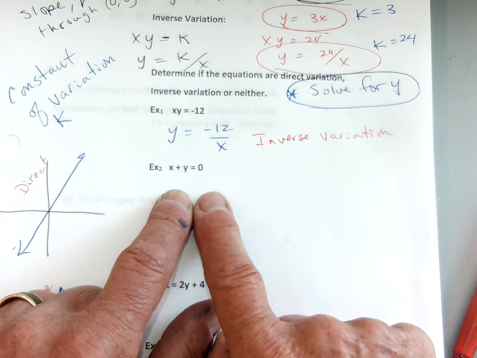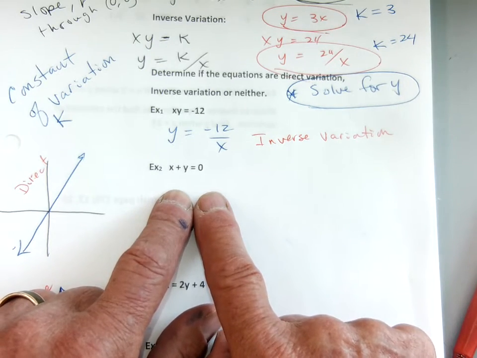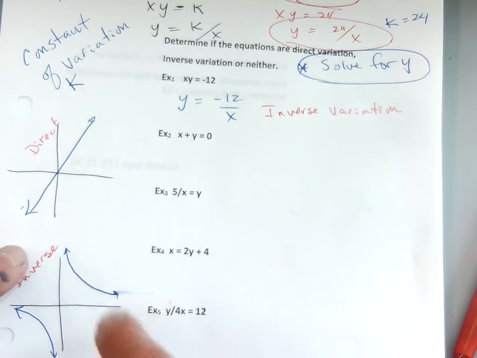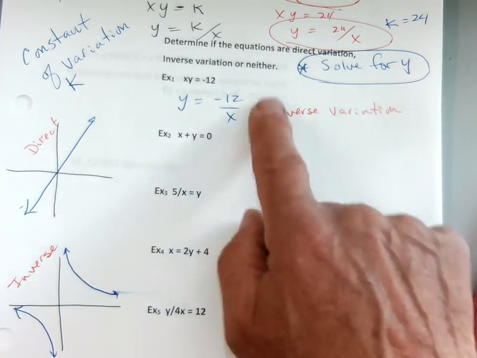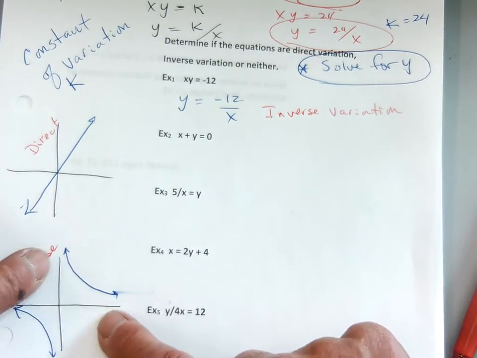We know it's really multiples of negative 12. The graph would look like this, except for in the other two quadrants, okay?